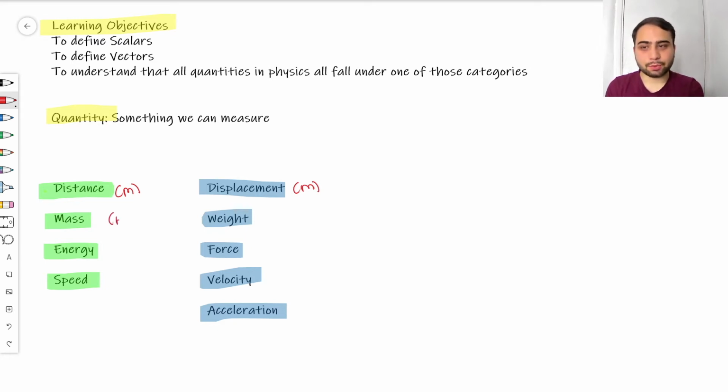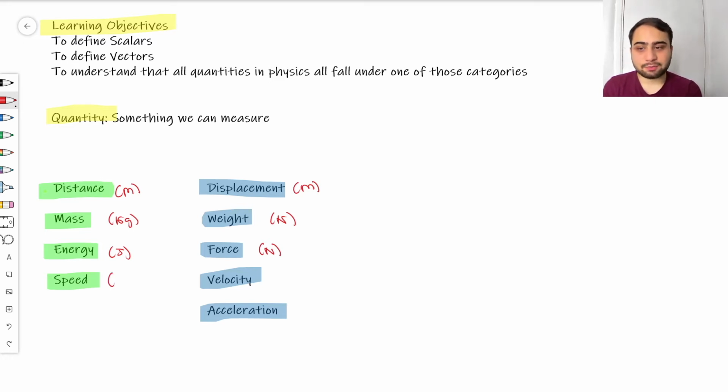So, mass, we use kilograms. Weight is newtons, and you'll see that, oh, I thought that mass and weight were the same thing. Well, again, you'll come to see that that's not really the case either throughout the video. Then we have energy, which is in joules. We have force, which is in newtons. Now again, you can see there's some confusion. Weight and force both have the same units.